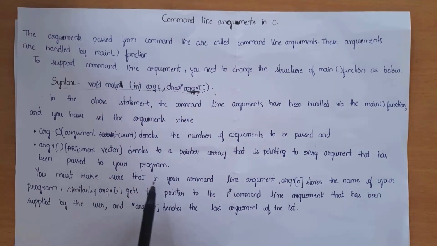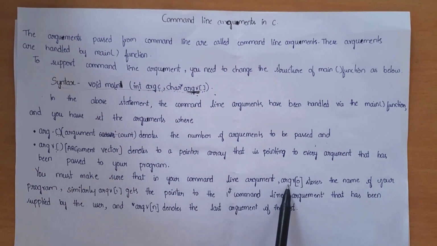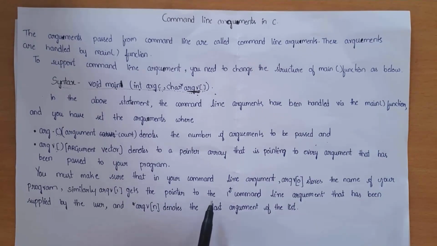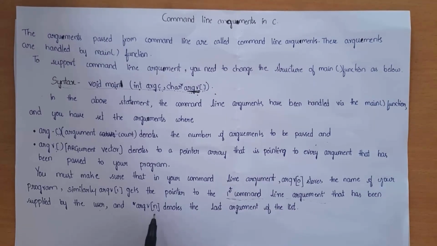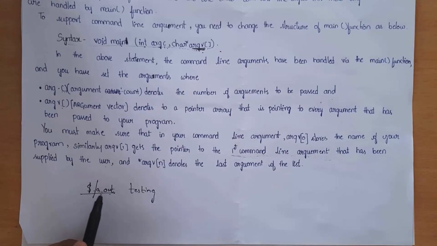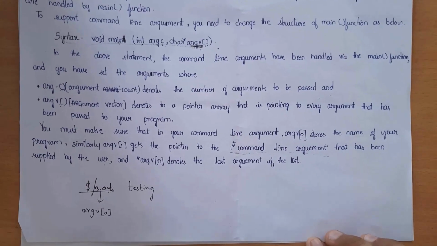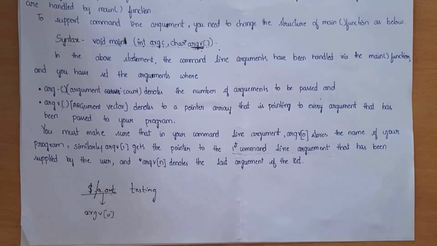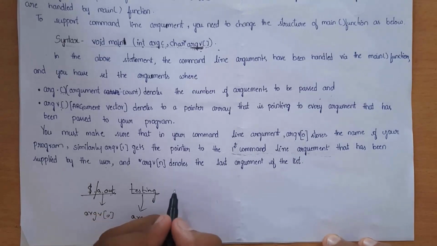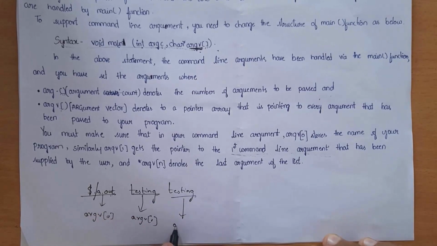By using argument v, we can pass arguments. You must make sure that in your command line arguments, argument vector 0 stores the name of your program, and similarly argument vector 1 gives a pointer to the first command line argument that has been supplied by the user, and argument vector n denotes the last argument. Meaning of this is, for example, this a.out is my program name. This program name is stored in argument vector 0, and I am passing an argument named testing. So this testing is stored in argument vector 1. For example, if I write testing again, then this is stored in argument vector 2.